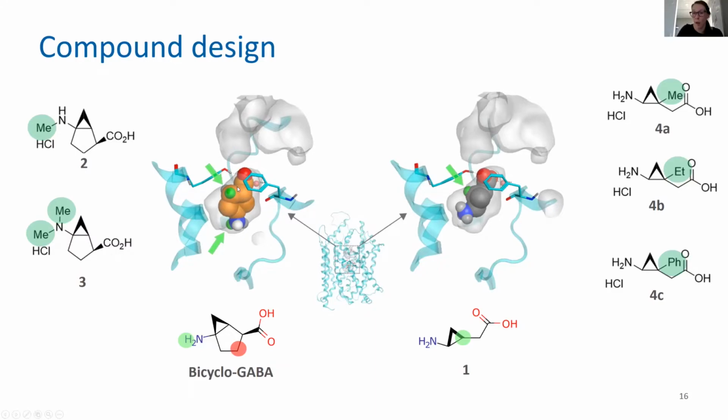And the thing is that we were really interested in probing our hypothesis that we can extend the compound into that extracellular space. This is why we went back to the precursor compound. We know that this carbon here is placed similarly to this carbon, and we hope that by attaching bulk here, we can fit into that extracellular vestibule.